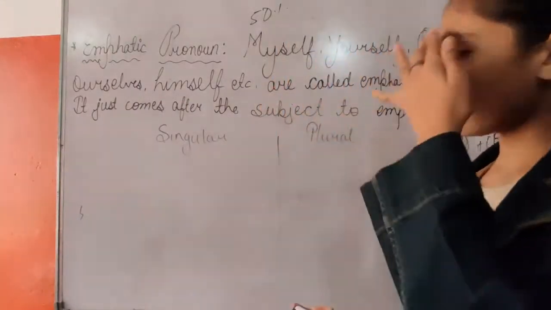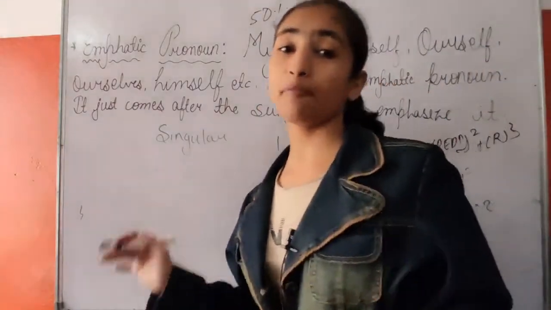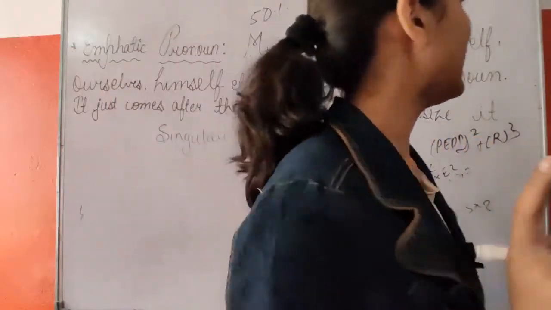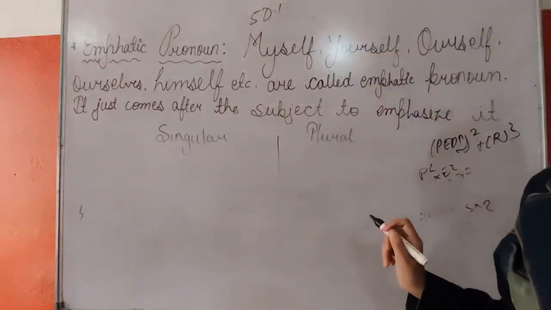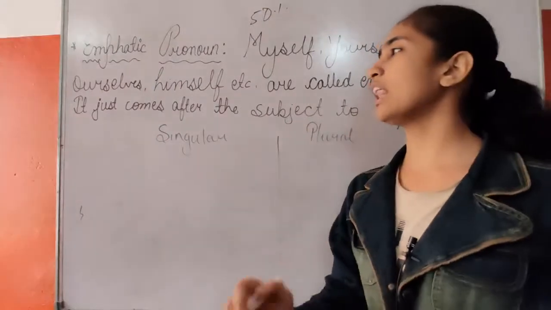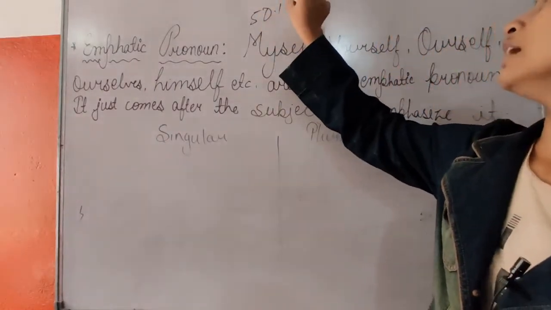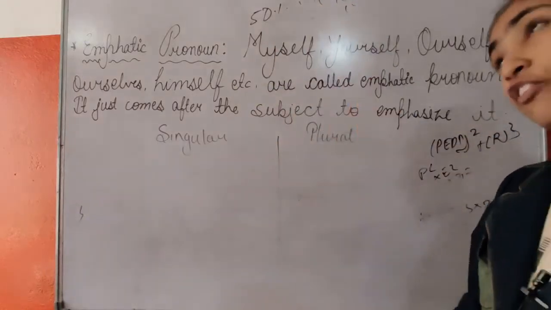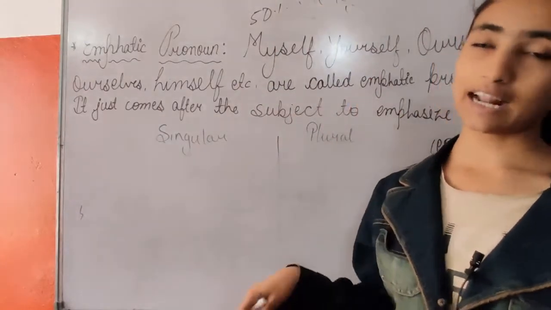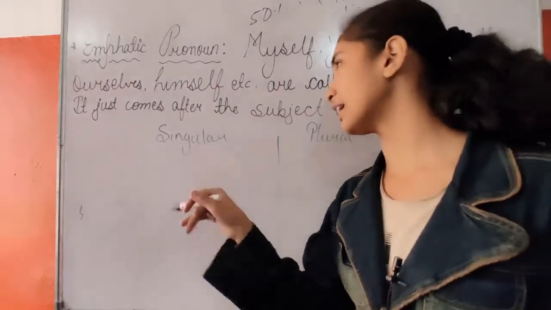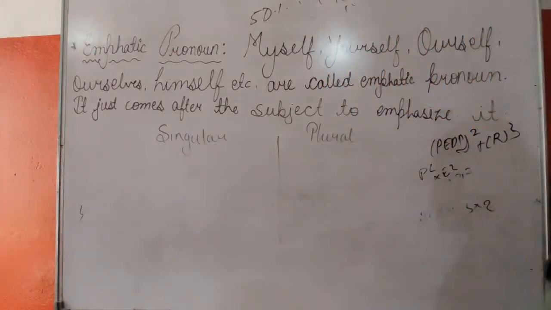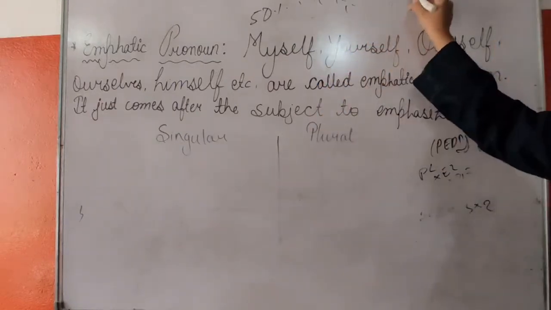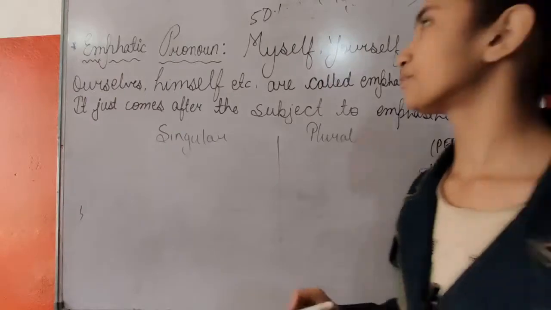In this particular pronoun, you'll also get singular and plural. Just like I told you in my noun and number lectures, how to make nouns ending with F, double F or FE plural. If you haven't watched that video, you will also find the link in the description box and you can watch it there. So if you want to make F into plural, then you can use VES.